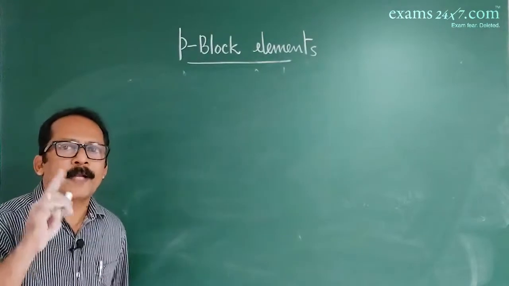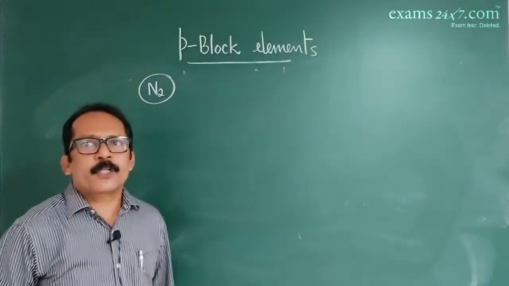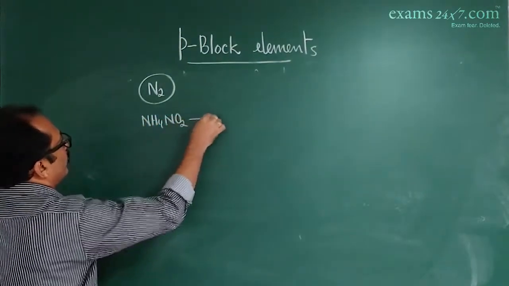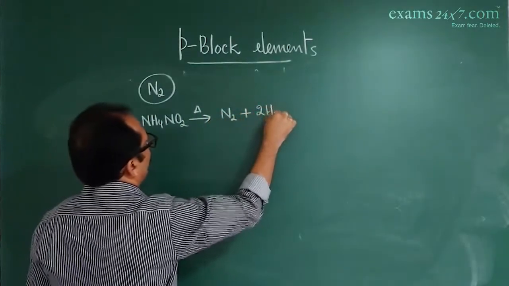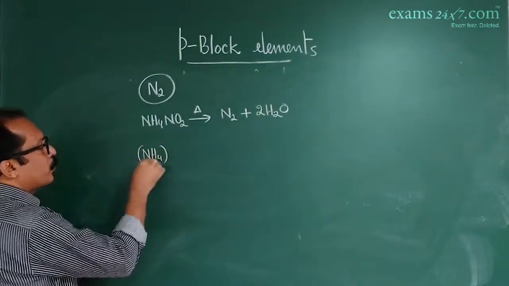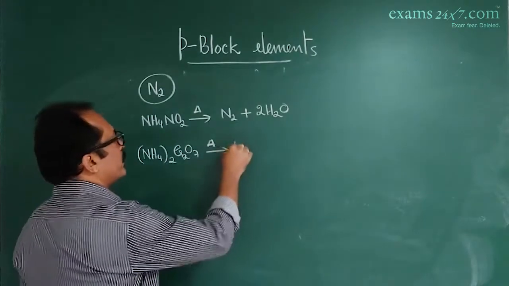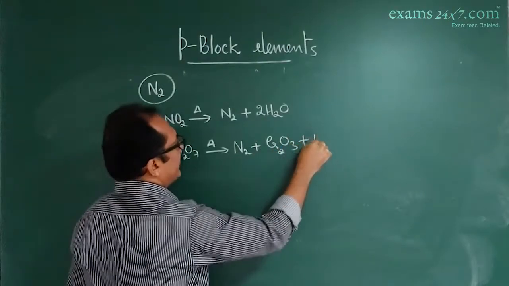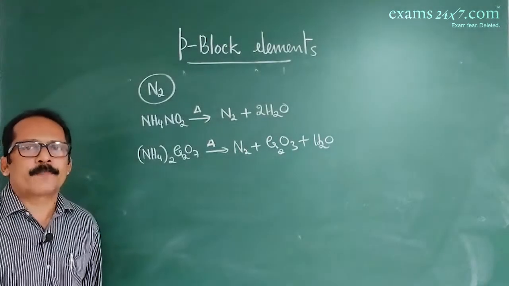Okay. The first compound of nitrogen is dinitrogen, N2. Now, it's about the preparation of dinitrogen. Ammonium nitrite, NH4NO2. On heating, it decomposes to give nitrogen and H2O. Similarly, one more compound, ammonium dichromate, (NH4)2Cr2O7. On heating, it decomposes to liberate nitrogen and chromic oxide, Cr2O3, plus H2O. These are simple methods of preparation of nitrogen.